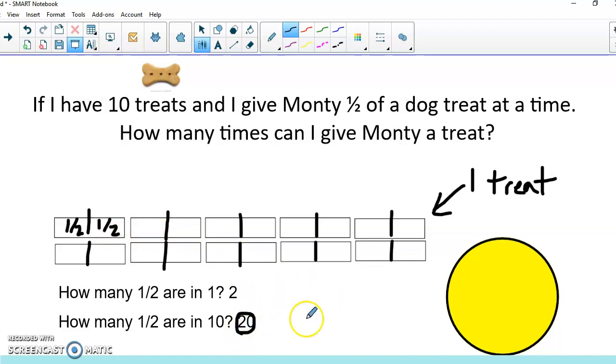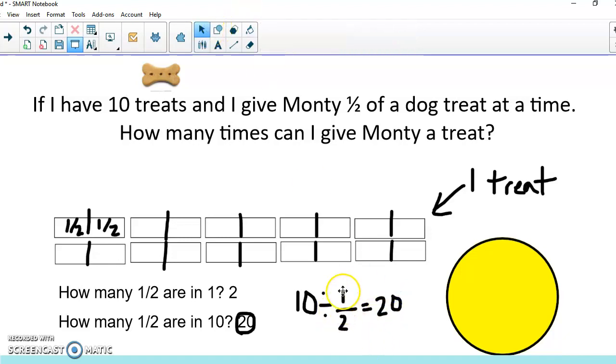20. And what equation matches that picture? Go ahead and pause and write the equation that matches. How many of you have 10 divided by 1/2 equals 20? And remember, when we read this, we can actually read it as how many 1/2s are in 10. There are 20 1/2s in 10.